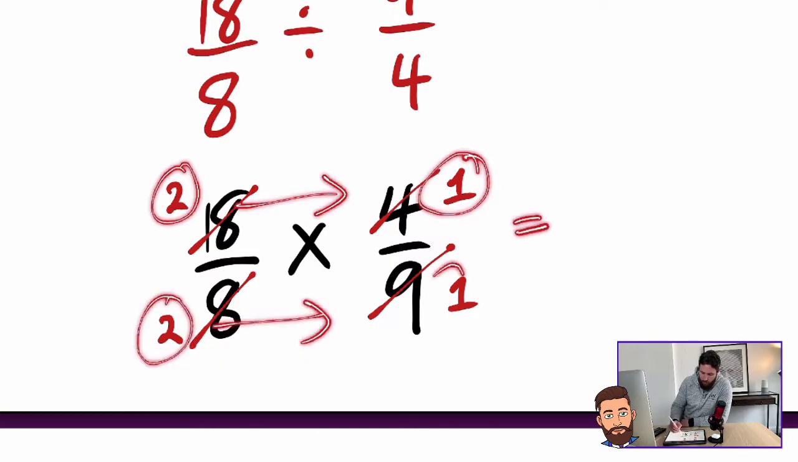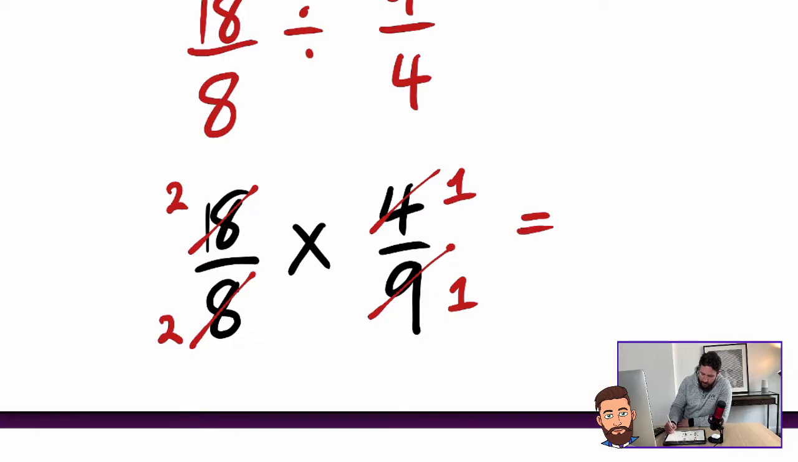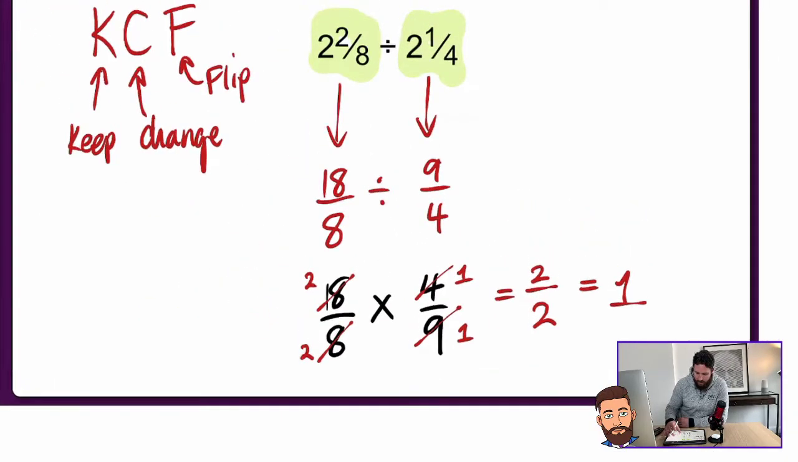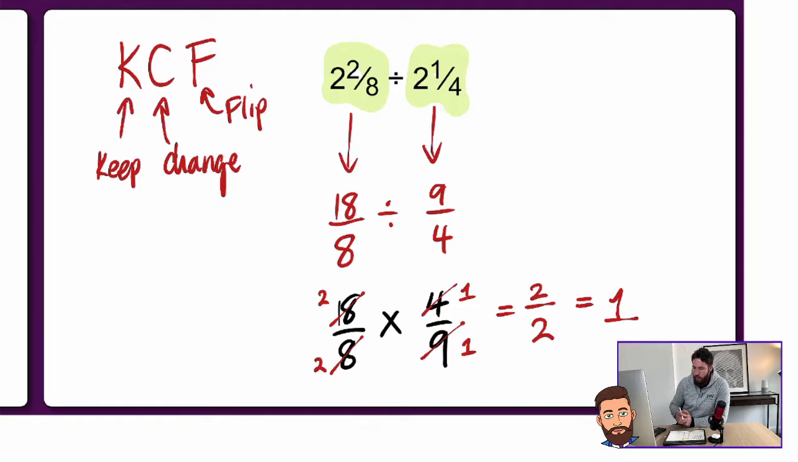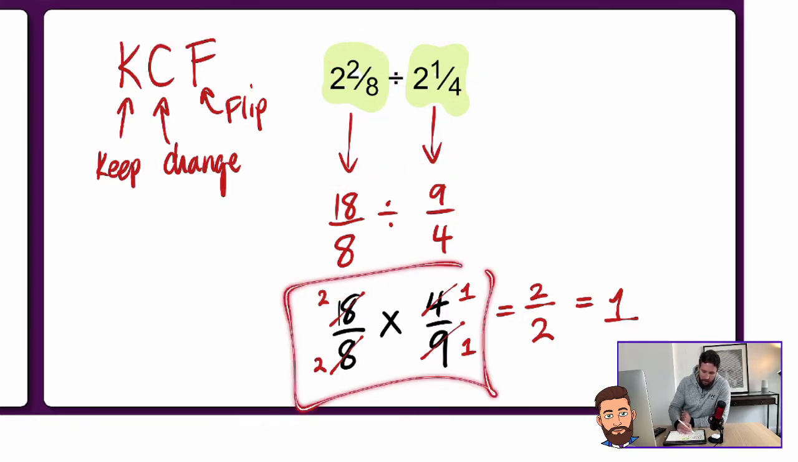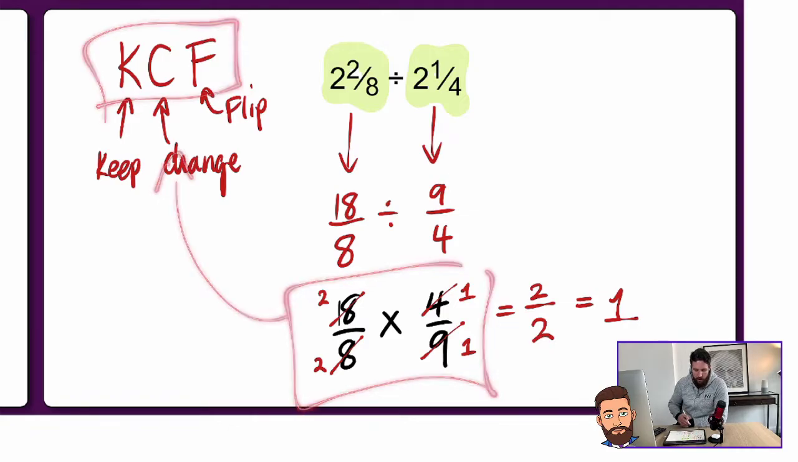over 2 times 1. So that is going to give me 2 times 1 is 2 over 2 times 1 is 2, and 2 over 2 is simply 1. So the answer to that question is 1. Cross-cancelling, very, very useful there. Remembering our rules, change them into top-heavy first, and then KCF, keep, change, flip.